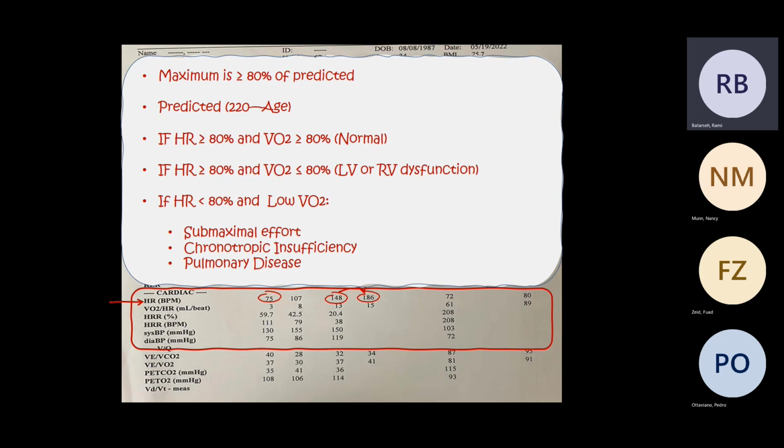But if I have normal heart rate, normal VO2, I'm done. If I have heart rate more than 80% and low VO2, it's most probably a cardiac problem. And if the heart rate is less than 80% and the VO2 is low as well, that's sub-maximum effort, chronotropic insufficiency, or pulmonary disease. Okay, that's the first step. Doesn't mean that we are done. We are finished with interpretation, but you put in your mind what you should expect to see in the test itself. That's the heart rate and the benefit of looking at the heart rate.